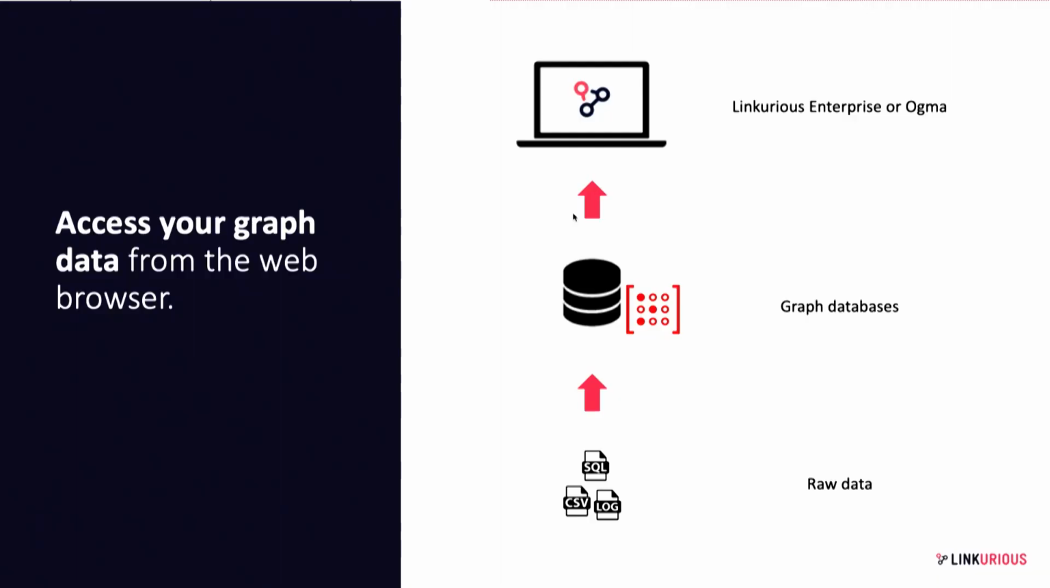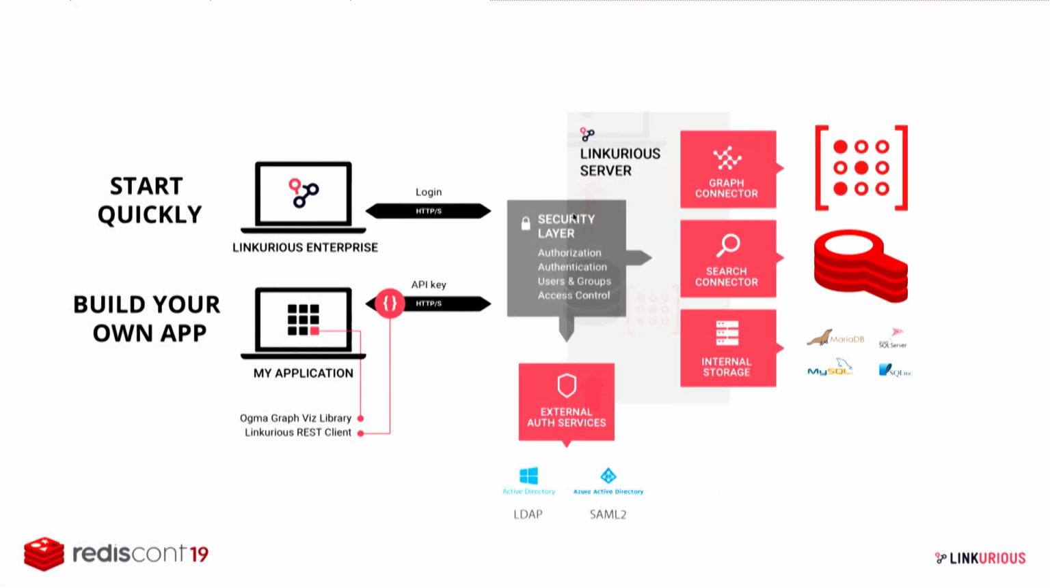So how does it work under the hood? To make it easy, you can connect either Linkurious Enterprise or Ogma to a graph database. Basically, you configure a bit, and that works. We will have a specific demo related to Ogma tomorrow on Keynote. Don't forget about it. If you look here a bit more under the hood, the idea is to provide graph data accessible from a web browser.